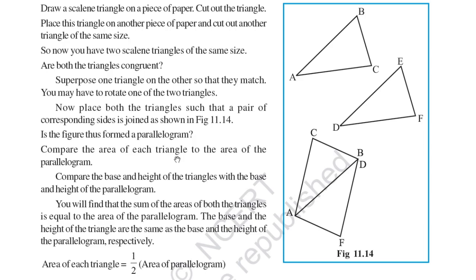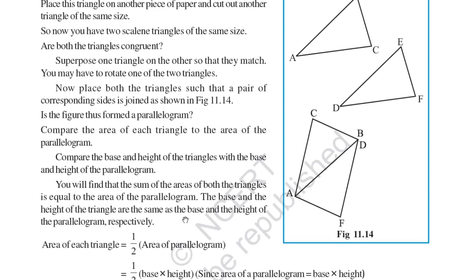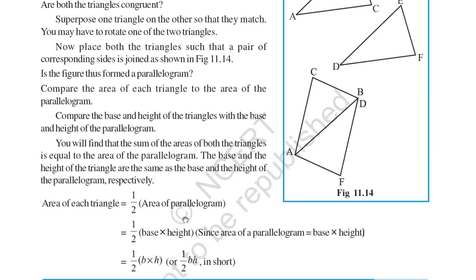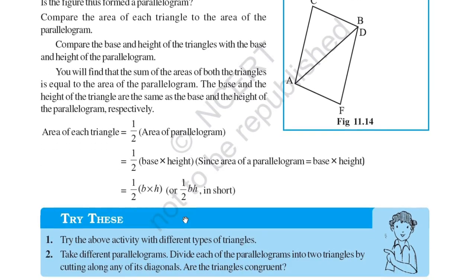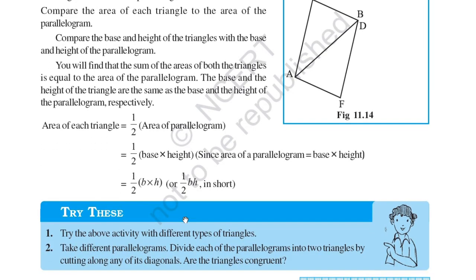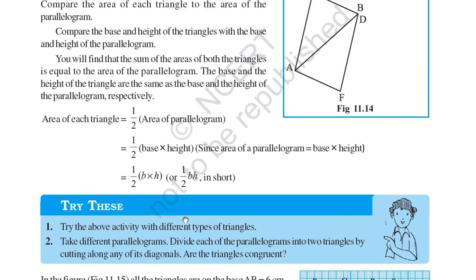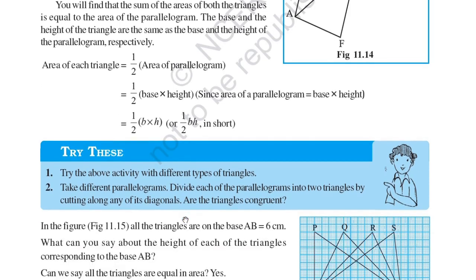You can see this is a parallelogram. You will find that the sum of the areas of both the triangles is equal to the area of the parallelogram. The base and the height of the triangle are the same as the base and the height of the parallelogram respectively. So the area of a triangle is half the area of a parallelogram. Since the area of a parallelogram is base into height, the area of a triangle is half base into height, in short 1/2 b h.